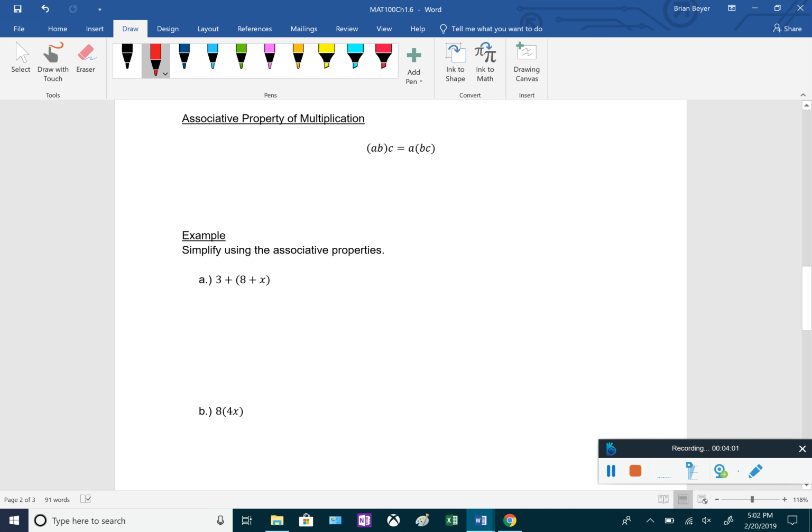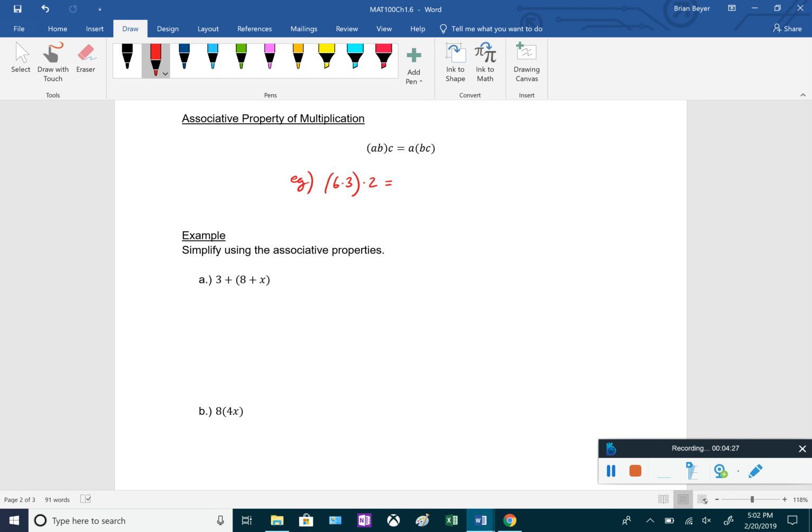For the associative property of multiplication, it's the same concept with three terms. If we're multiplying three terms, it doesn't matter which two we multiply first. We can multiply a times b first and then c, or we can multiply b times c first and then a. So something like 6 times 3 and then times 2.